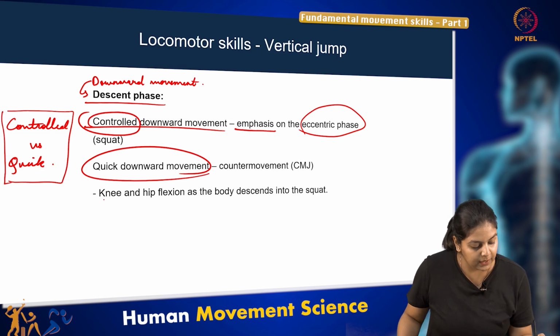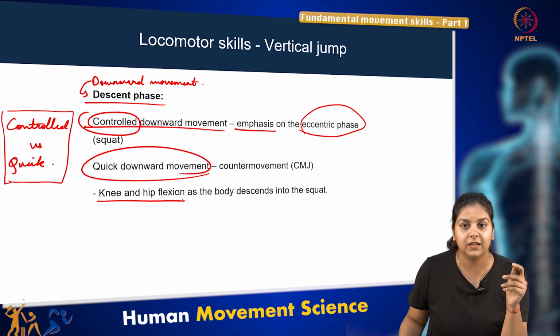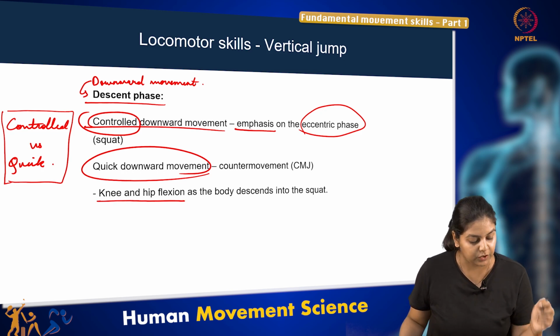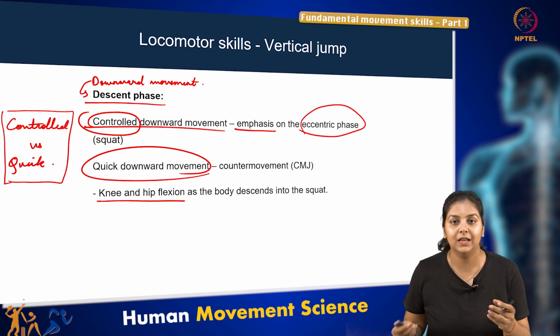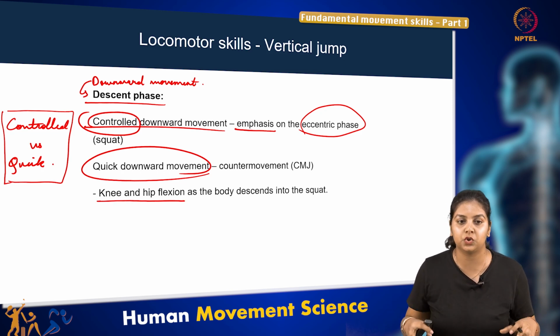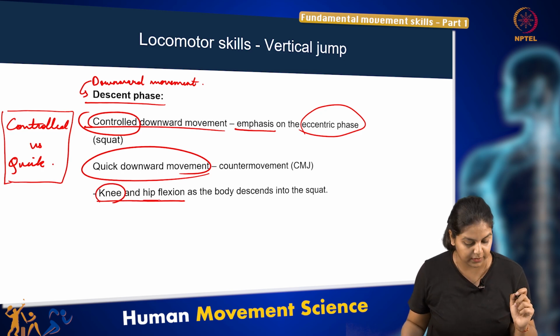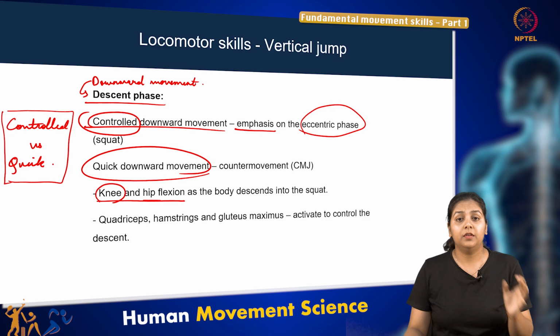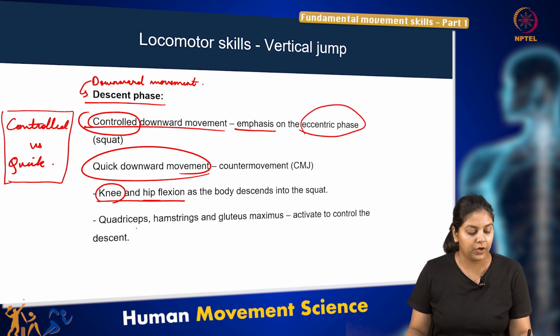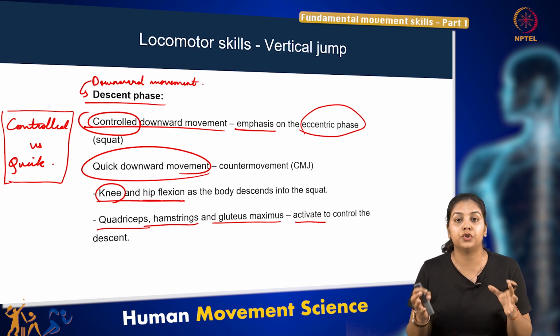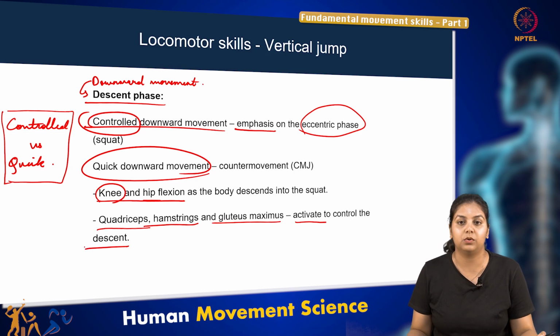And your knee and hip flexion, right? So that's the movement that's occurring, which is your knee and hip flexion as the body descends. So as you descend into a squat, you're going into a knee and hip flexion, right? So what are the major muscles there? You have your quadriceps, hamstrings, and gluteus maximus that help you to control the descent. That's what they help you to do, is to control the descent.